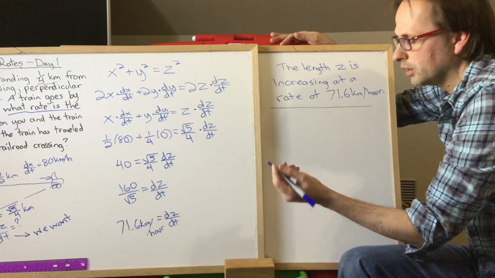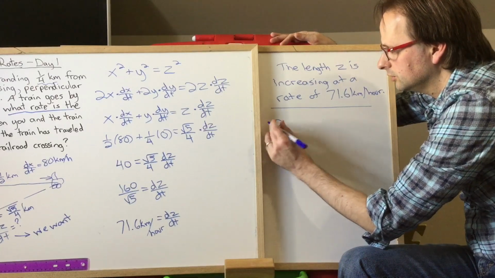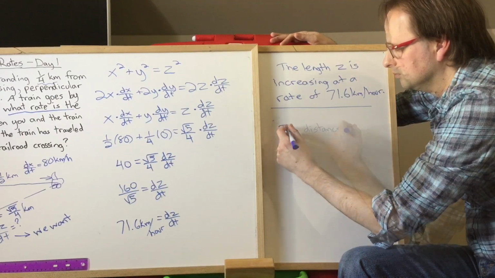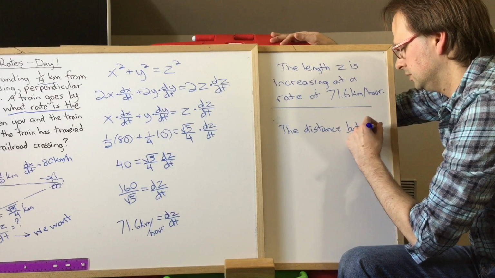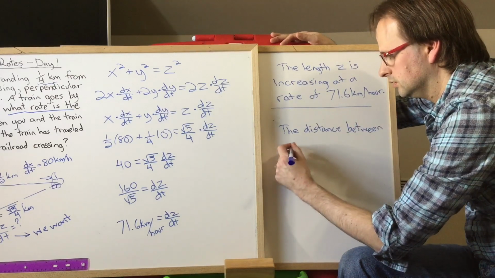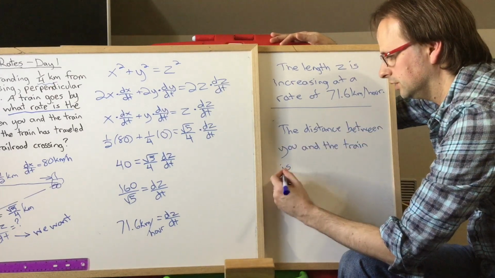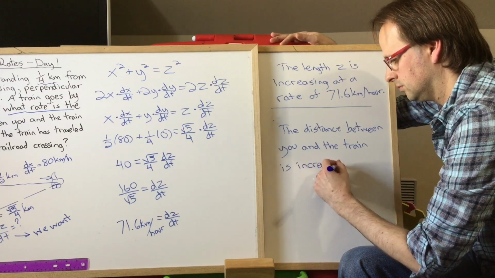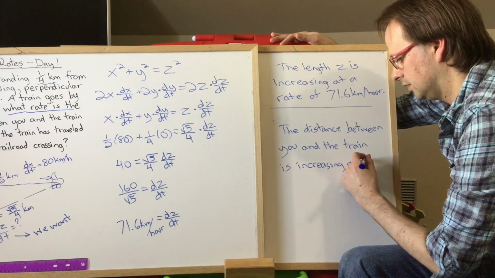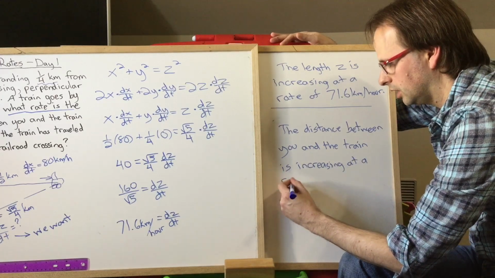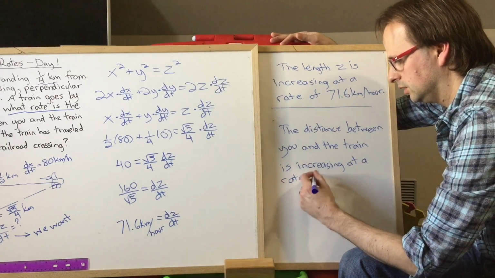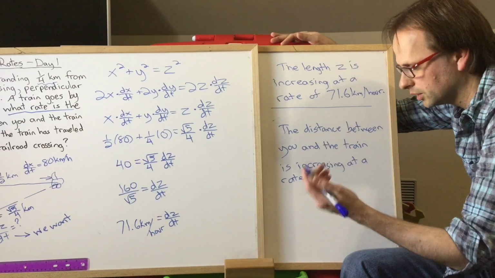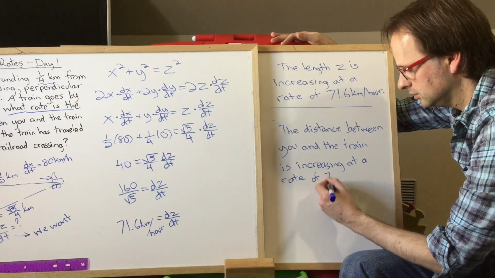In context, what it's saying is the distance between you and the train is increasing at a rate of 71.6 kilometers per hour. Anytime we're talking about a derivative, we're talking about a rate of change.